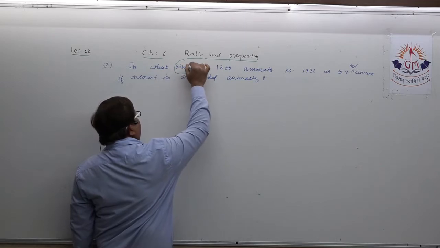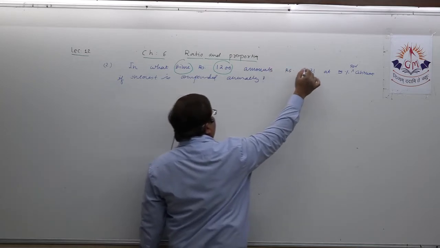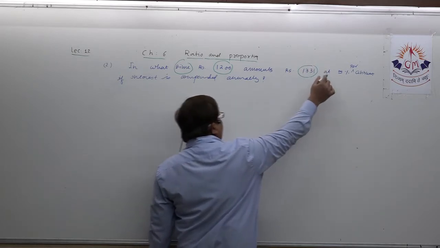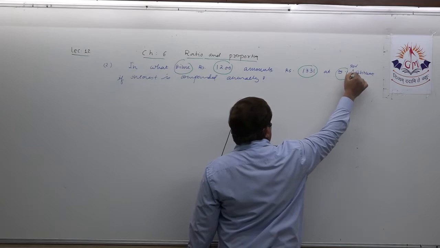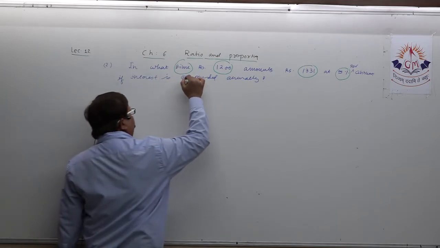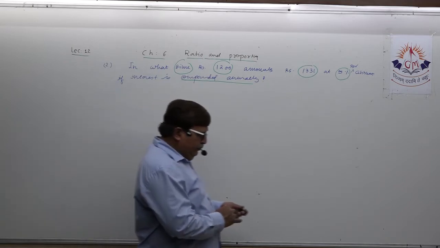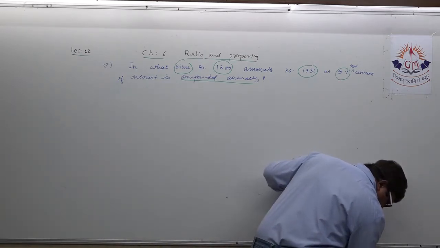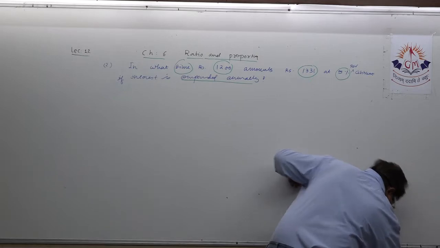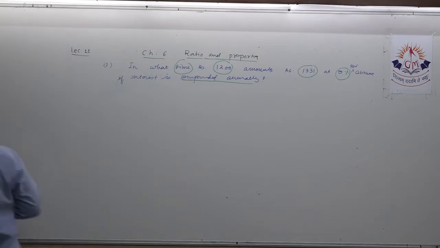Time, that is what you are looking for. Principal has been given, 1200. Amount has been given, 1331. Rate of interest has been mentioned, 5%, and interest is compounded annually. That is also mentioned. Understand? So it becomes a little easy for you to formulate the example, not so difficult. How can you target this?